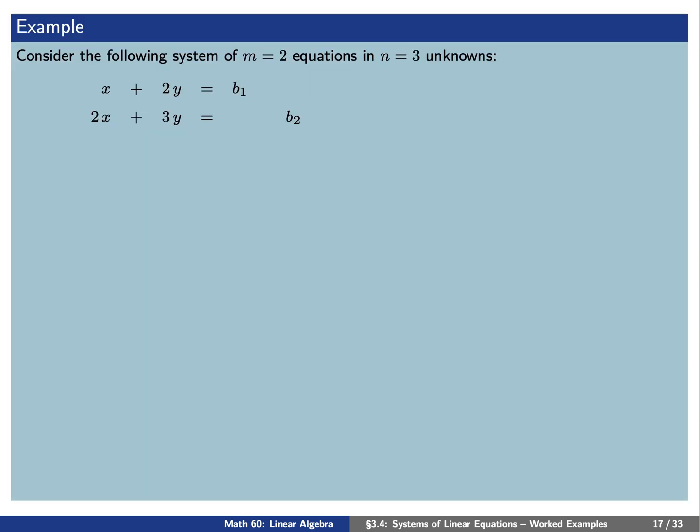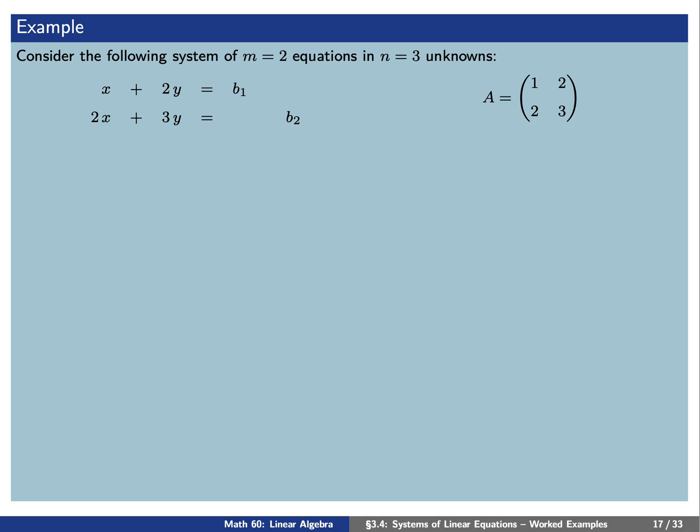Let's make a few observations here as we start to introduce some new material. We'll begin by considering this example of two equations and two unknowns. Let's say that we have x plus 2y equals b1 and 2x plus 3y equals b2. We'll try to keep track of the coefficients on the left-hand side by using this 2 by 2 matrix A, namely 1, 2, 2, 3.